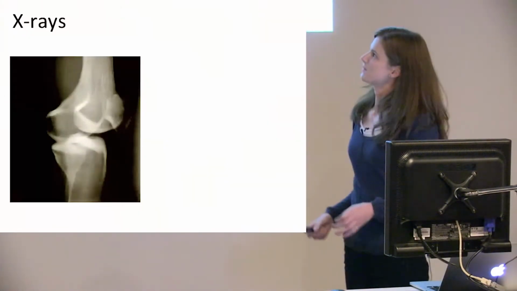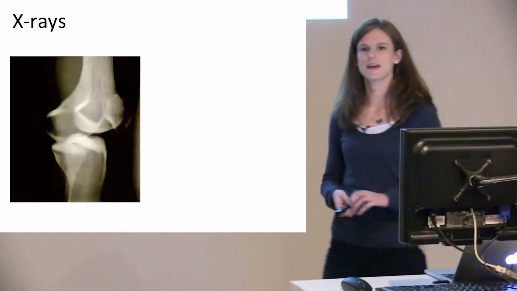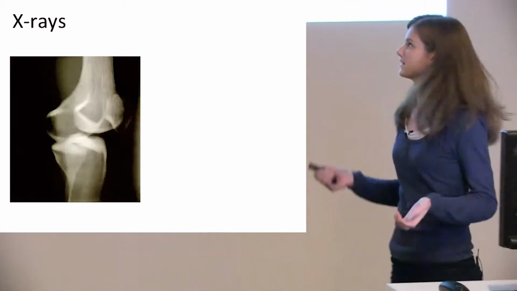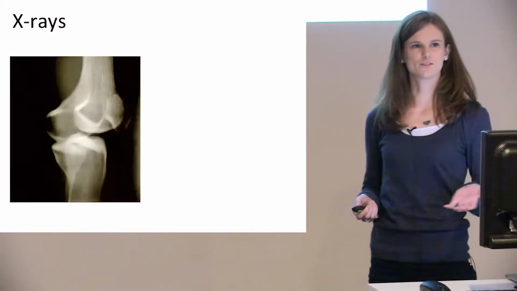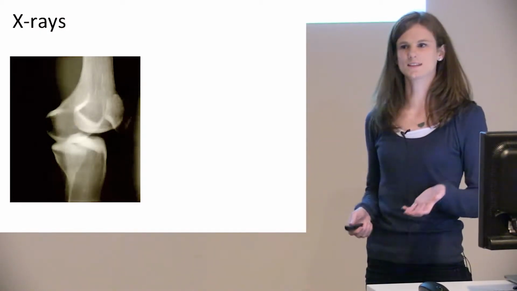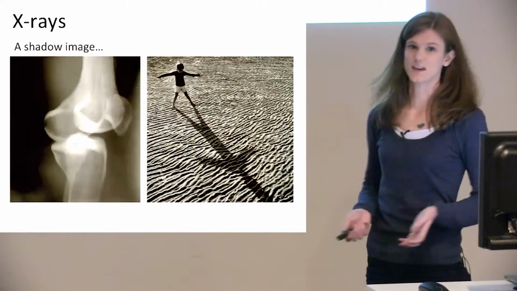Okay, so we're going to start by talking about X-rays. If you think about an X-ray image, you probably think of something like this. A bone, or you put your knee in front of an X-ray wave field, the bone's absorbed some of the light, and so we get what is effectively a shadow image.